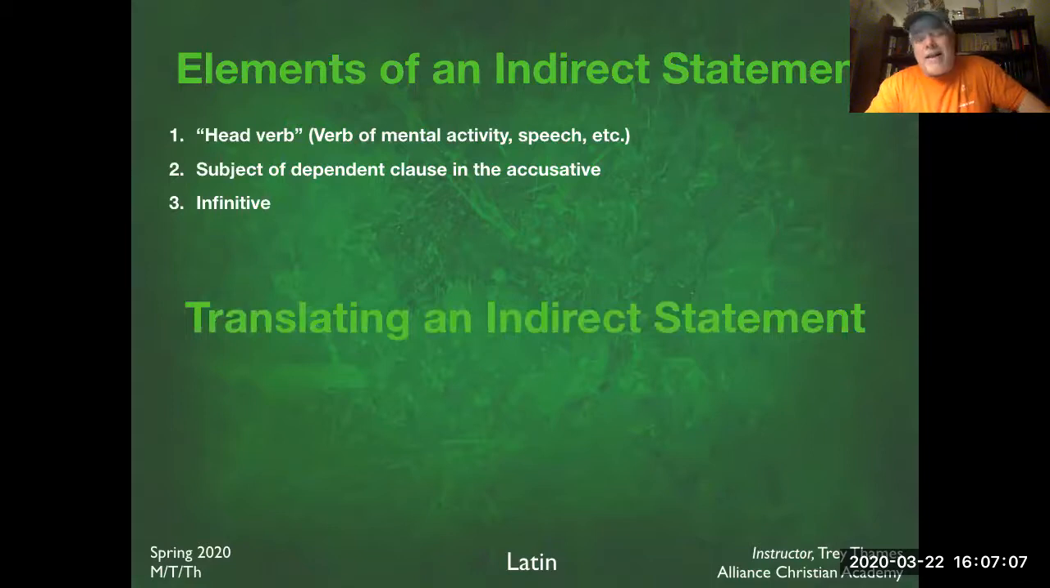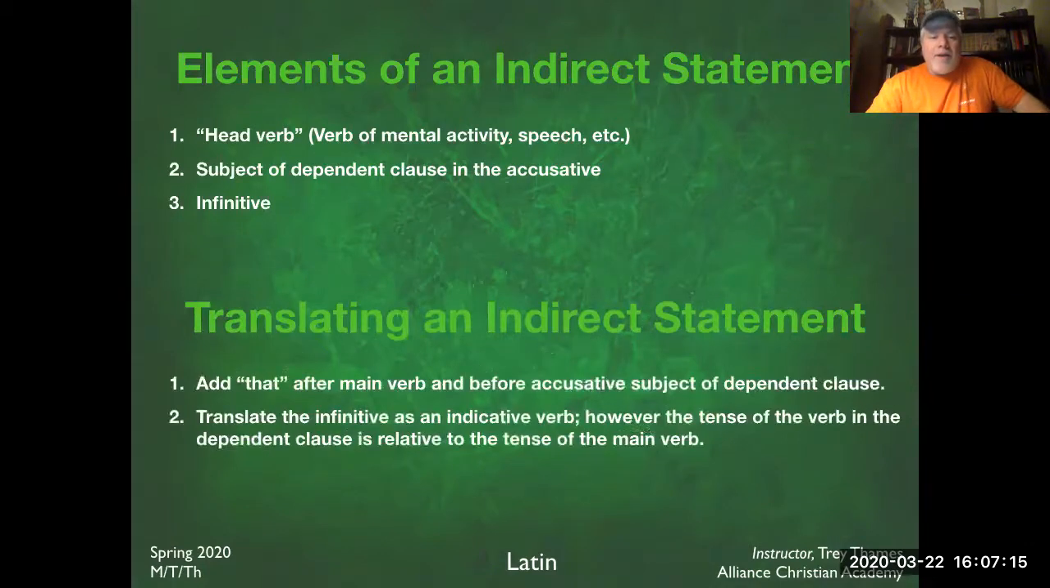Translating, or actually the second half of this slide. How do you translate an indirect statement? Now you're going to have to focus with me, okay? Everybody focus here. Here's how you translate an indirect statement. First off, you have to add the word that after the main verb and before your accusative subject. You have to add the word that in English. Secondly, you've got to translate the infinitive like it's an indicative verb. So like that esse we just looked at, you didn't translate it as to be, you translated it as is.